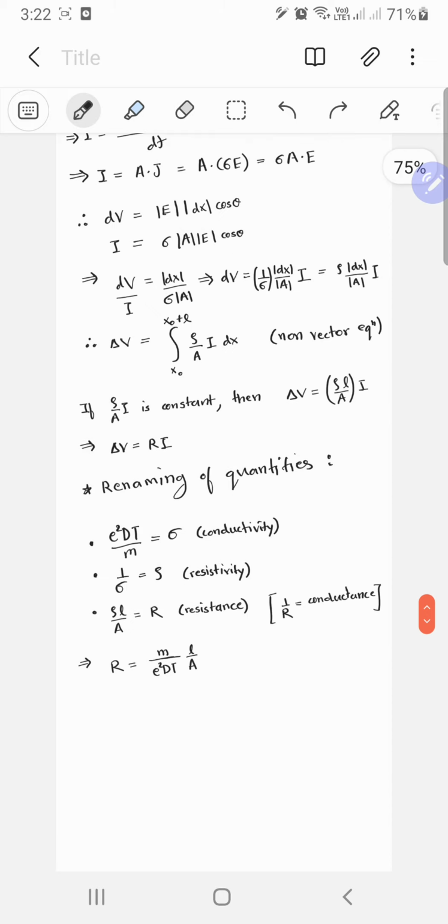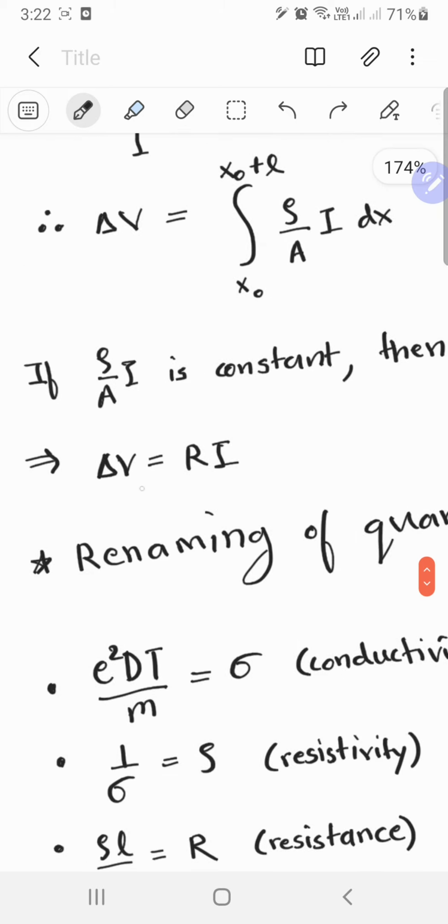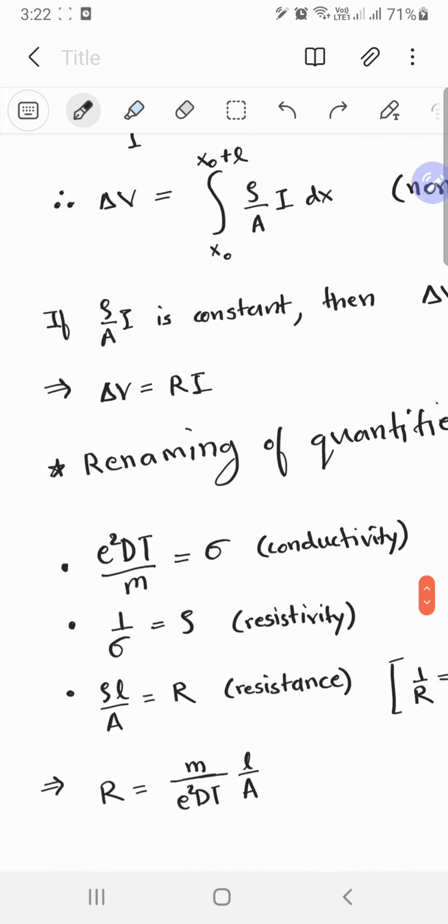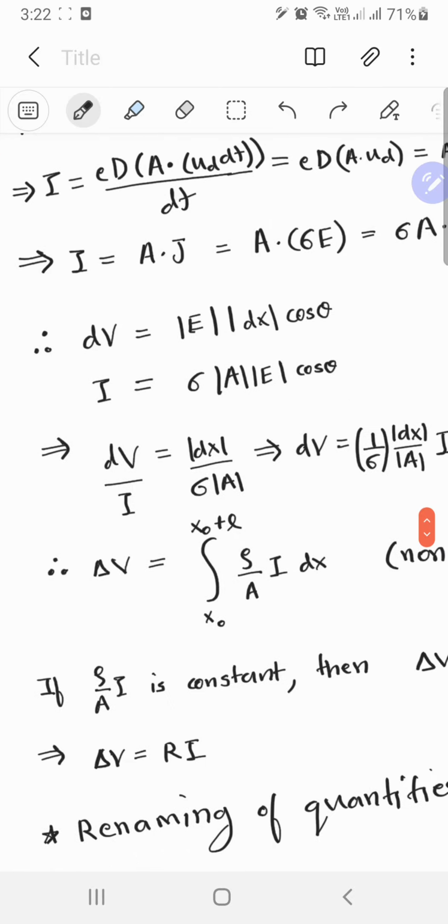That is Ohm's law, because finally we got this relation delta V equal to R I. So for uniform stuff, so uniform density, uniform resistivity, uniform area, uniform current, we will have this equation. So that was nice. Yeah, and this is the more general equation.